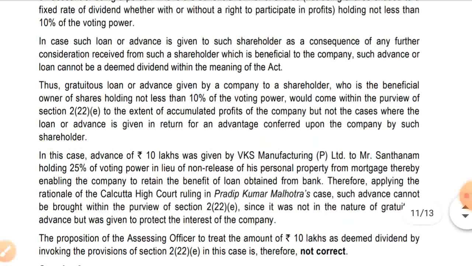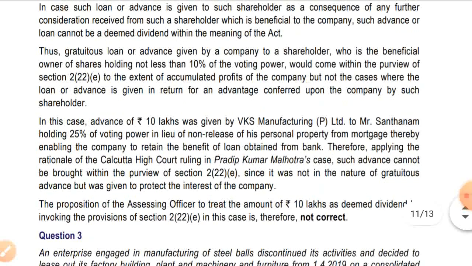Thus, gratuitous loans and advances given by a company to a shareholder who is the beneficial owner of shares holding not less than 10% of voting power would come within the purview of section 222E to the extent of accumulated profit of the company, but not the case where the loans and advances are given in return for an advantage conferred upon the company by such shareholders. In this case, an advance of rupees 10 lakh was given by VKS Manufacturing Private Limited to Mr.